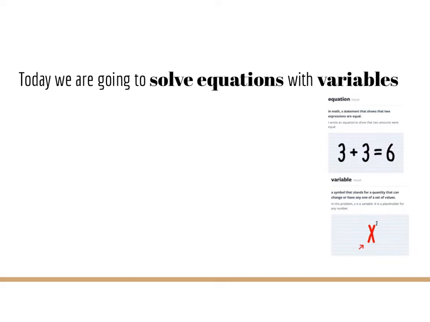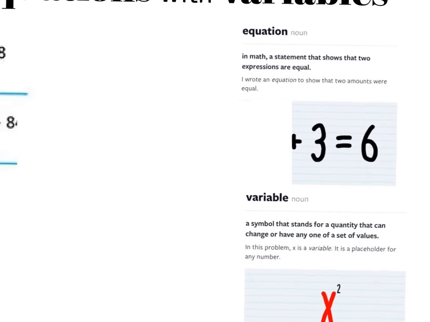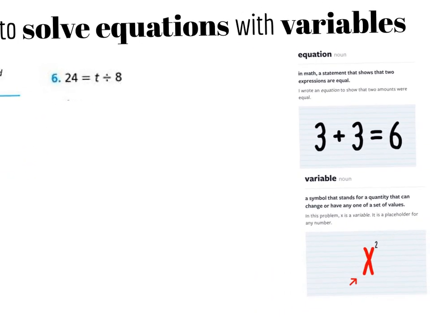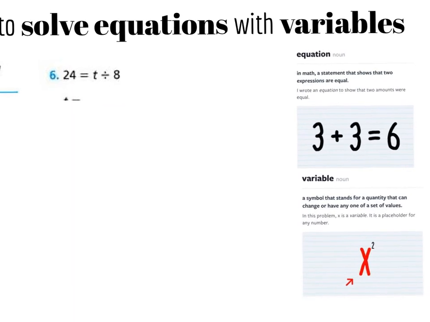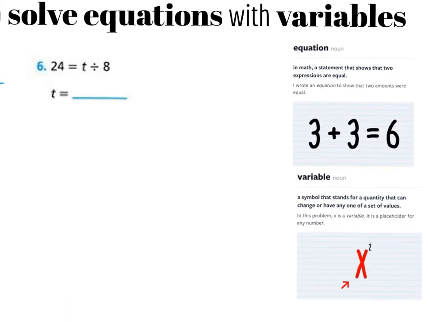But before we get started on that, I want us to just focus in on these two vocab words. So the first one is an equation. You've heard me mention it before. Now I'm giving you a picture and a definition. So an equation is, in math, a statement that shows that two expressions are equal. You should be thinking to yourself, expressions, I know what that means. That's a number sentence without an equal sign.